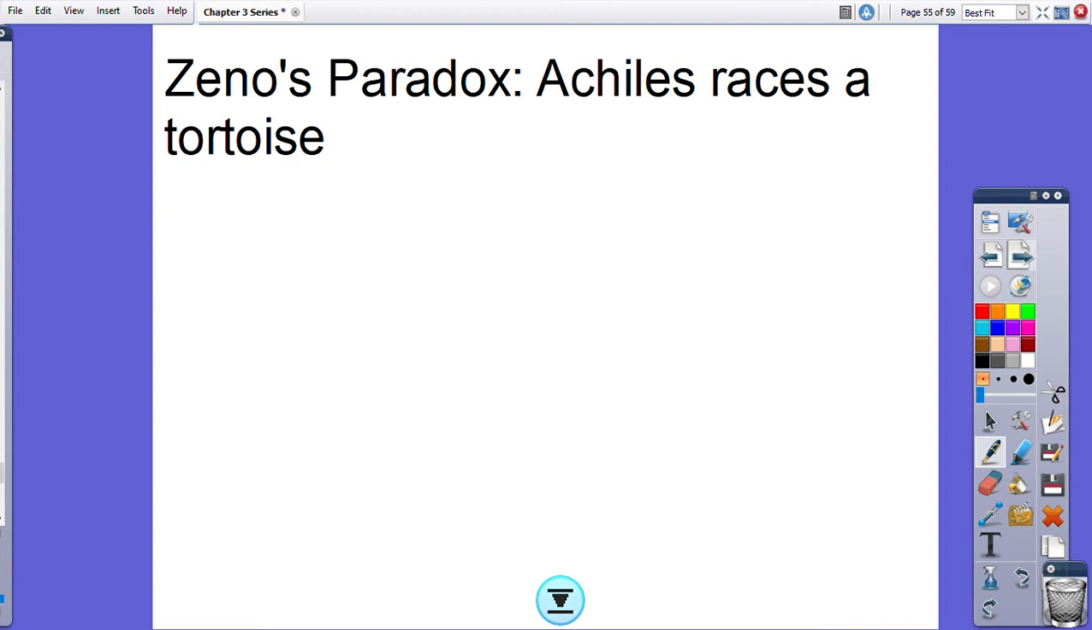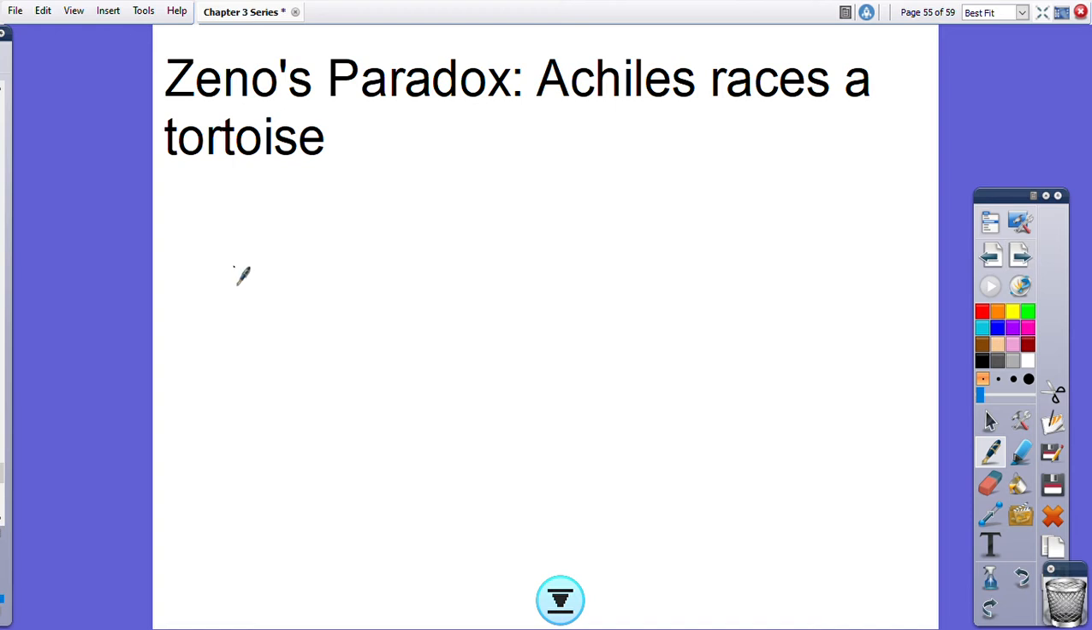Yeah, way to go, Achilles. But here, Zeno has him racing a tortoise. Way to go again, Achilles. You're racing a tortoise. But what Zeno says is that Achilles decides to give the tortoise a 100 meter head start. Fairly sure that Zeno didn't say 100 meters, but we will use 100 meters today.